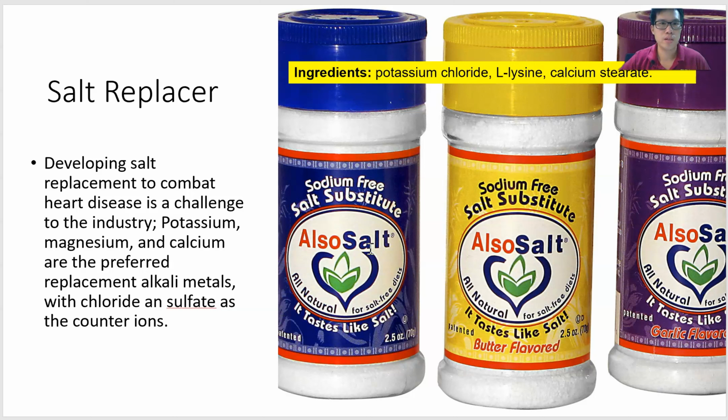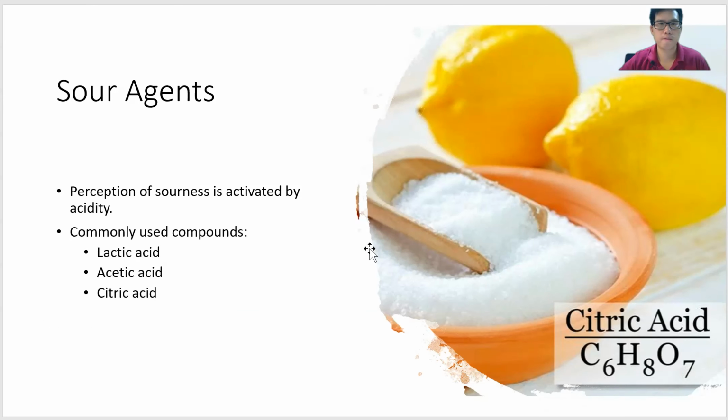So you can see salt replacers being developed to combat heart disease, using potassium, magnesium or calcium, with chloride or sulfate as the counter ion. Sour agents include, for example, lactic acid, acetic acid and citric acid. Always remember, sour is the contribution of the hydrogen ion. The more hydrogen ions there are, the more sour it becomes.